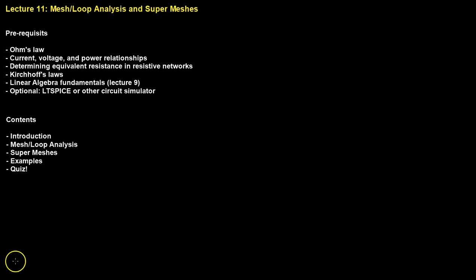Let's go ahead and look at what is required to be able to understand the content of this lecture. By this point, having watched lectures 0 through 10, you should be able to apply Ohm's law to any linear circuit composed of voltage or current sources as well as resistors. You should be able to understand and determine current, voltage, and power relationships, the relationship between these quantities.